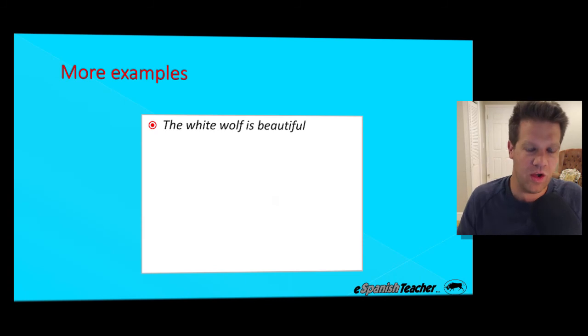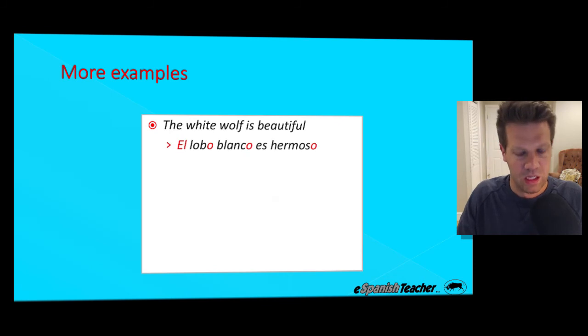Okay, now the noun wolf is singular, and I'll give you a hint, it's masculine in Spanish, okay? So the word is lobo. Lobo means wolf in Spanish. So here's the translation into Spanish. El lobo blanco es hermoso.